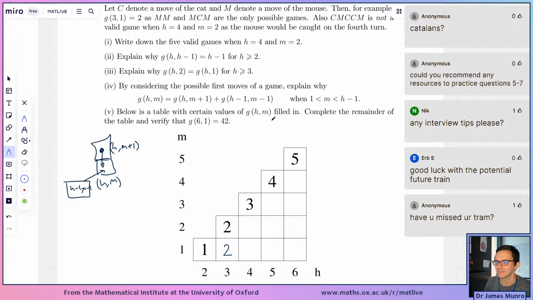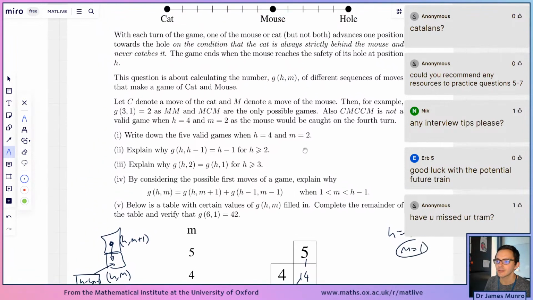Cool, okay. I haven't read about the cat and the mouse, so I'm not going to be able to fill in this table. But I've just got a feeling it's going to turn out to be the Catalan numbers. Here's a 5. Is that enough? 5 and 4 is 9. 9 and 5 is 14. That just feels quite Catalan flavoured. I'm going to have to think about what this number is now, aren't I? H is 4 and M is 1. I just want to understand M equals 1, I think.